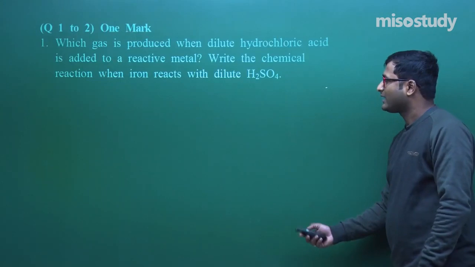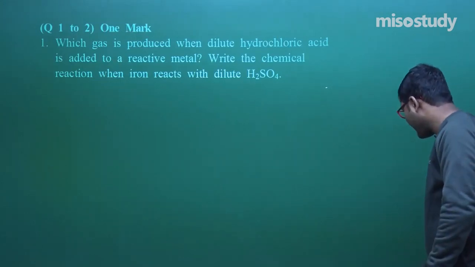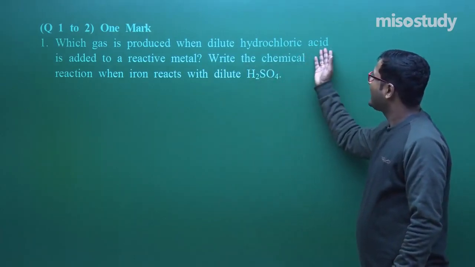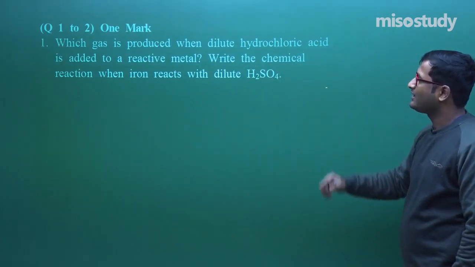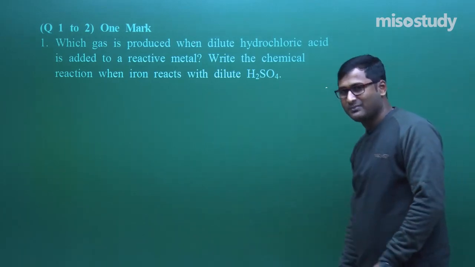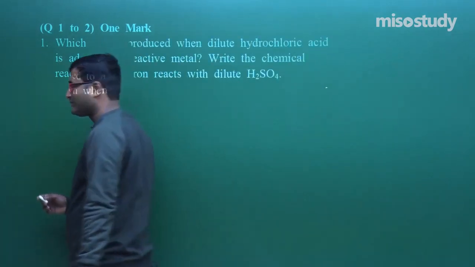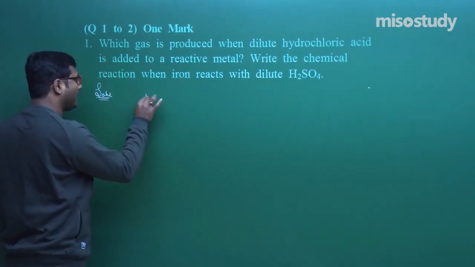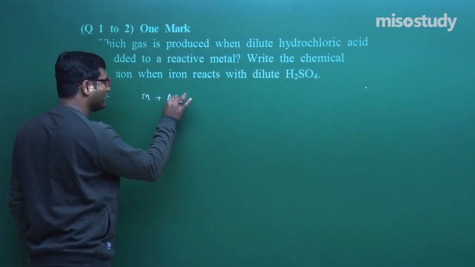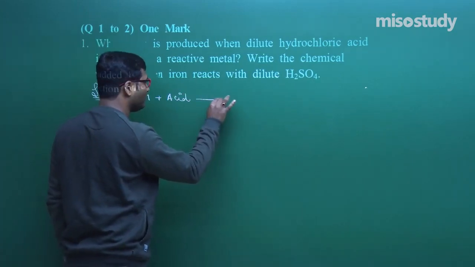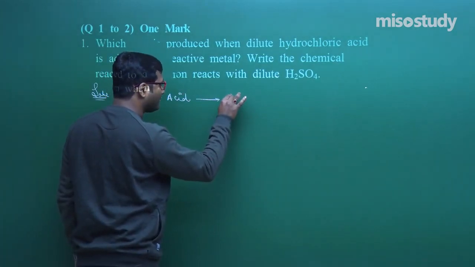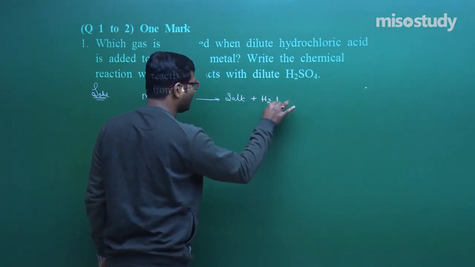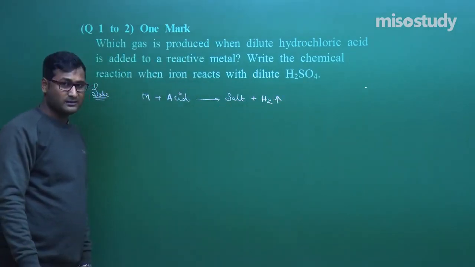Look at question number 1. This question carries only 1 mark. Which gas is produced when dilute hydrochloric acid is added to a reactive metal? It's very simple. We all know when metal is treated with acid, in the general case, it gives you what? Salt plus hydrogen gas. This is the case. Exceptions are there, my friend.